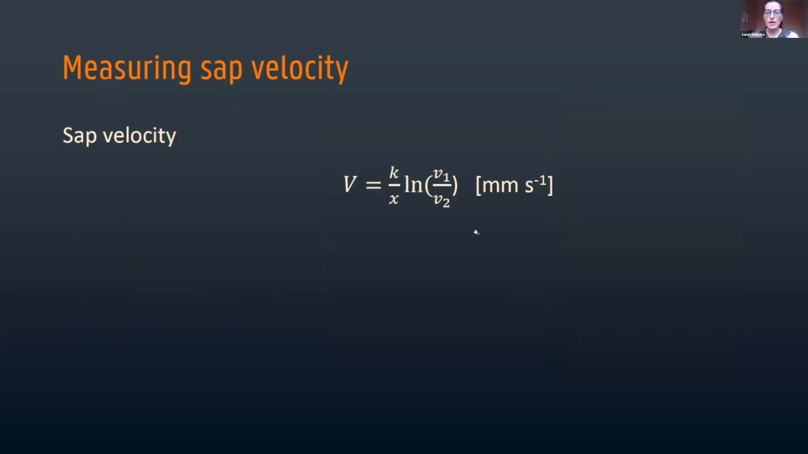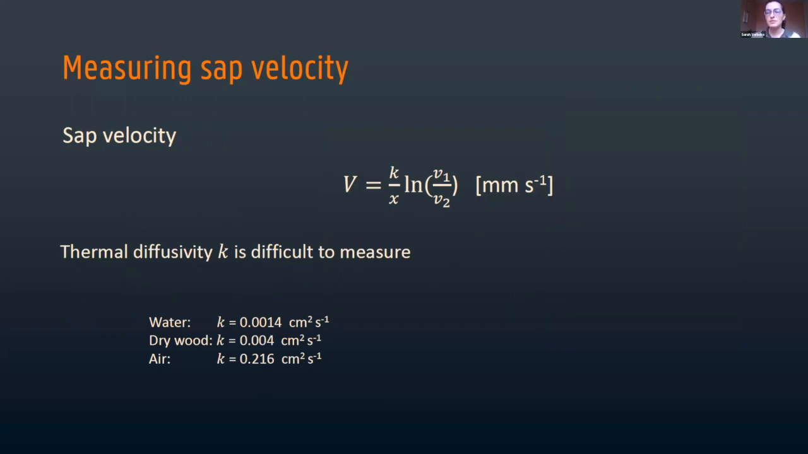Now, in this equation, the parameter K is really important. This is the thermal diffusivity. So it expresses how fast the heat is transported in the plant tissue itself, with or without the flow present. But this thermal diffusivity is really hard to measure. We know its value in water and dry wood, and we expect for plants that this value lays in between these two values.